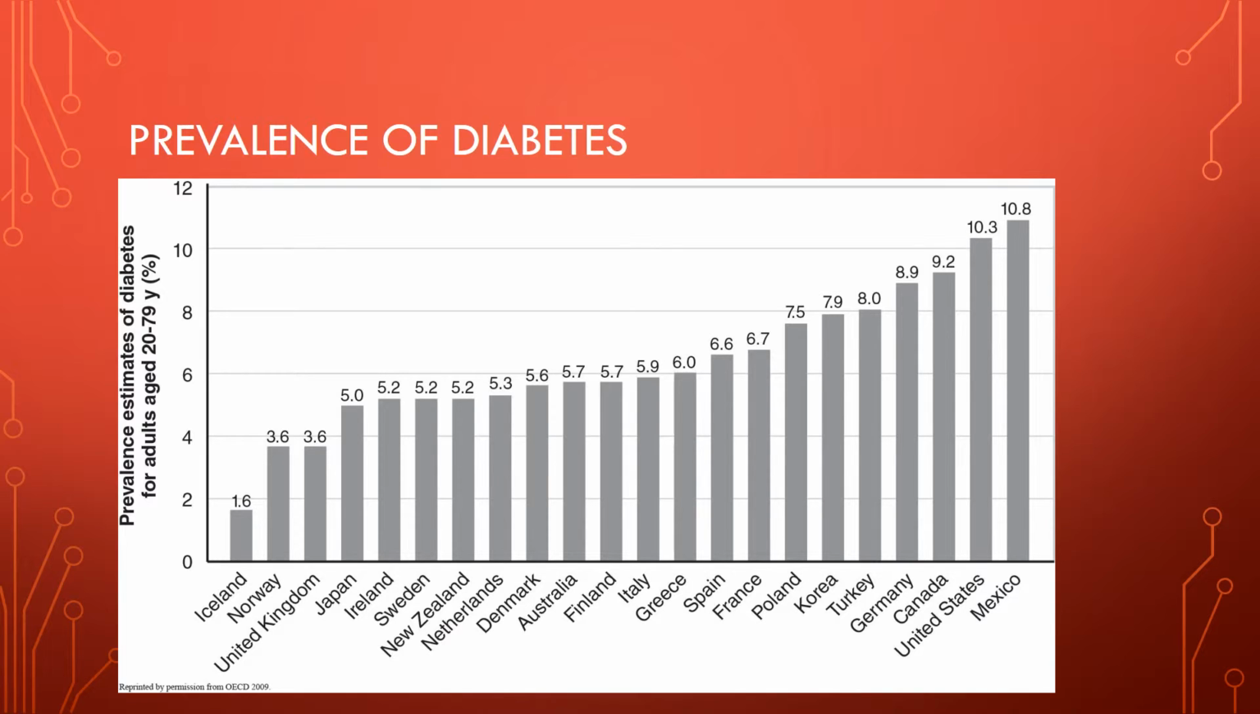Here's the prevalence of diabetes in a variety of countries around the world, and on the very far right you can see the United States and Mexico. This should be a pretty alarming statistic to you. About 10% of American adults ages 20 to 79 have diabetes.